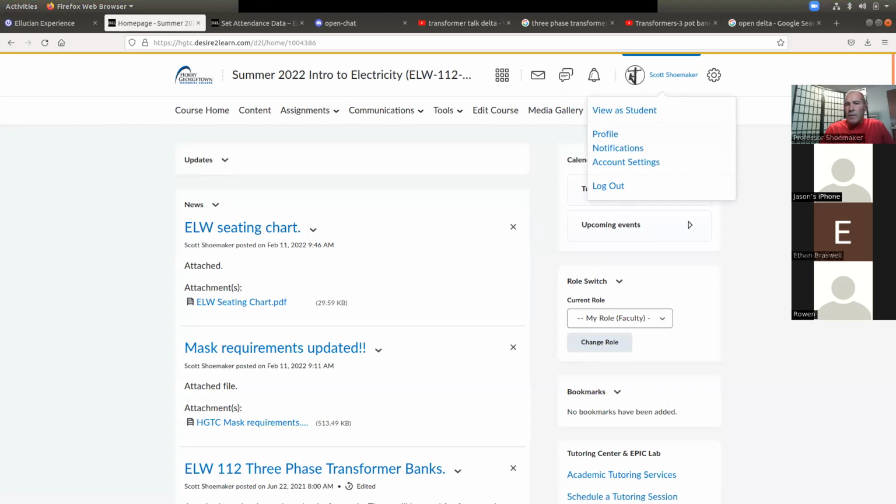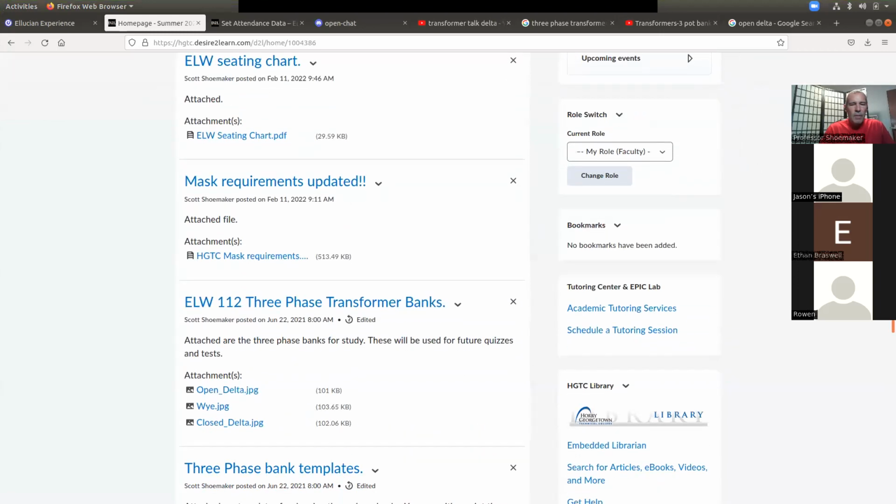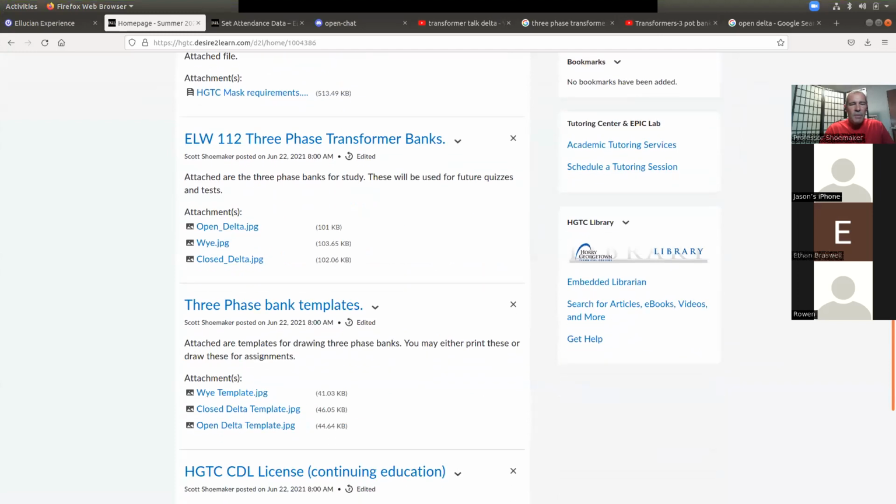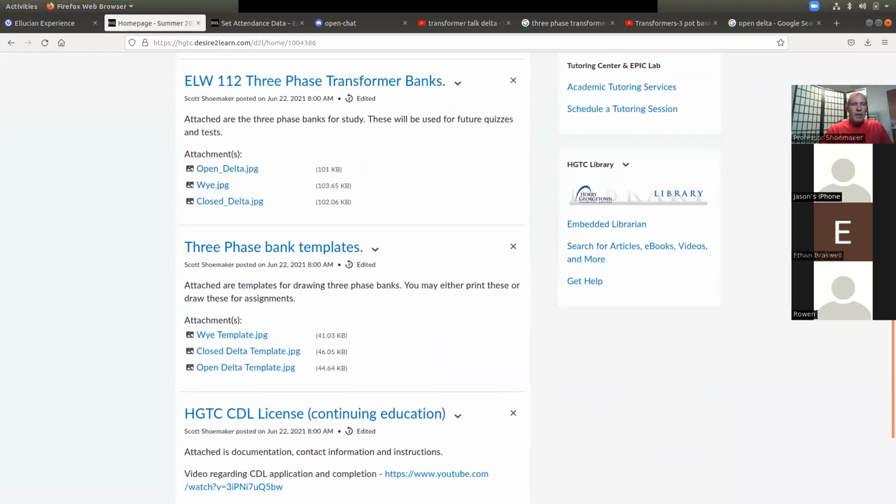We're in the mask requirement updates. That's from last semester. But you will see in these, one's down here, we're going to be working a lot on three-phase transformer banks in ELW 112.